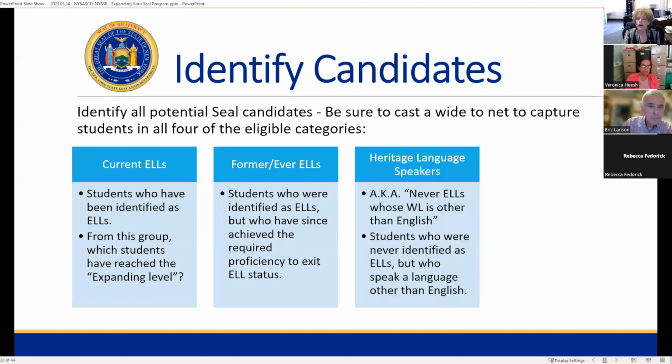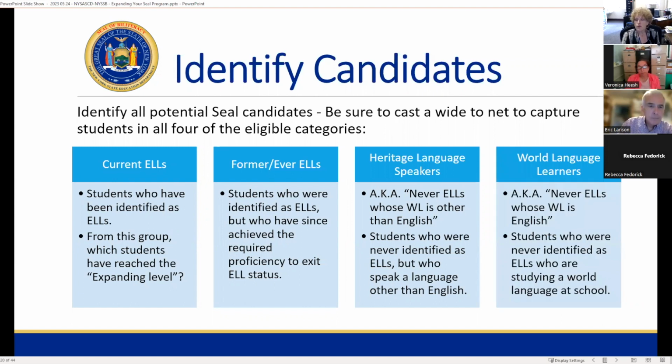Our third group are our heritage language speakers. Now, if you're familiar with our notification form, these students are otherwise known as never ELLs whose world language or home language is other than English. These are students who were never identified as English language learners because they're most likely bilingual, but they happen to speak a language other than English, either as a home language or as a language that they perhaps have lived in another nation or studied extensively.